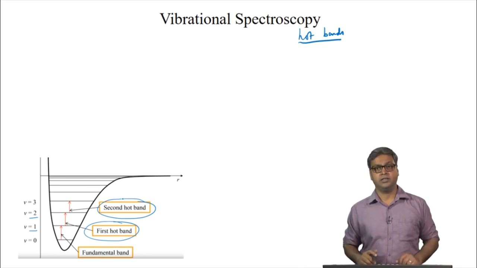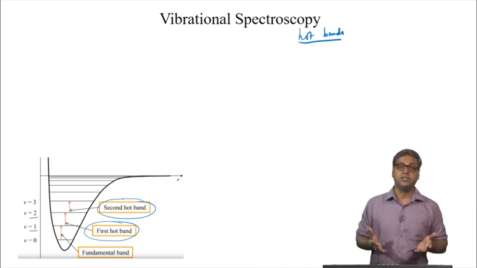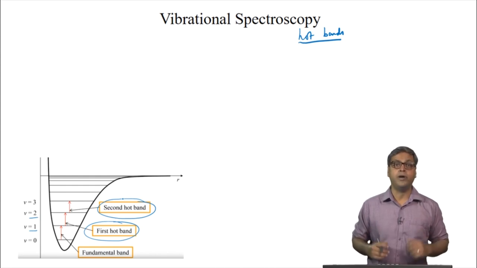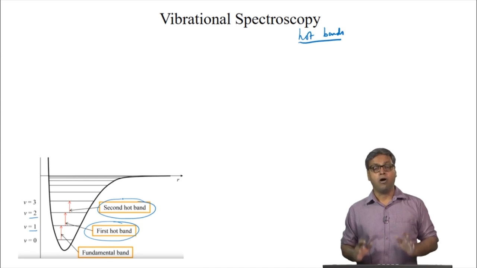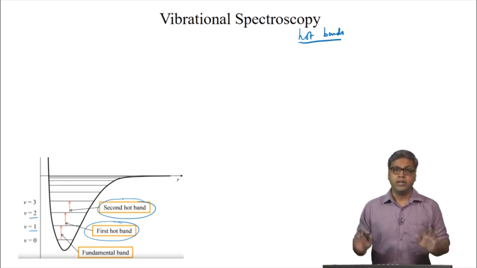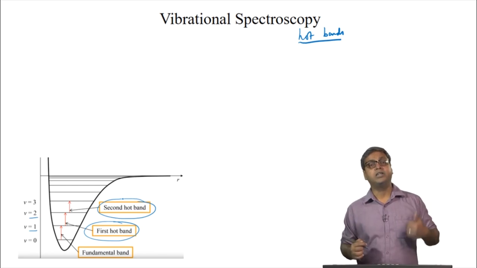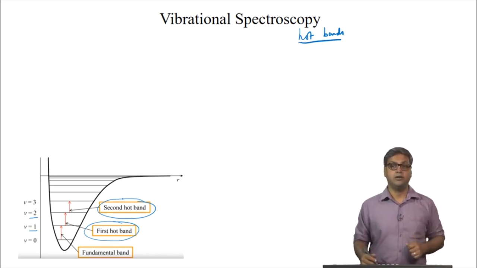The reason for this is that the population of V equals 1 and V equals 2, which are the initial states of the first and second hot bands respectively, are very much smaller than the population of V equals 0 state, which is the initial state of the fundamental band. So, we can see hot bands at much higher temperature, where the population of the V equals 1 level increases as calculated from the Maxwell-Boltzmann distribution.